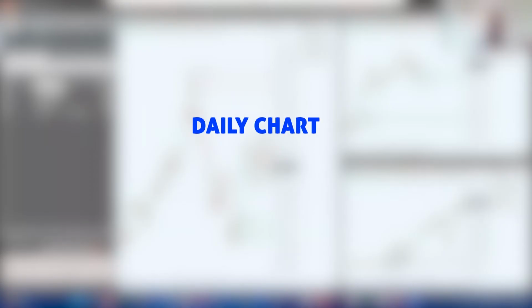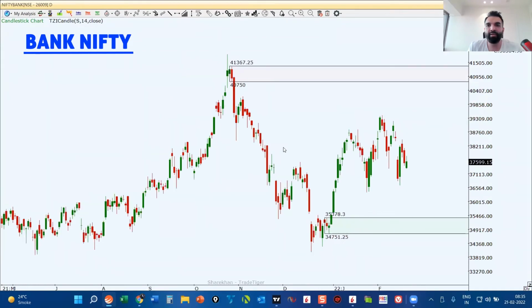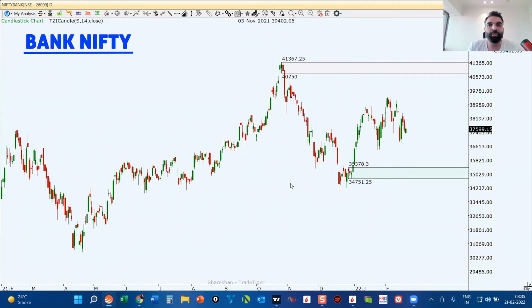Let's have a look at the daily chart of the Bank Nifty. On the daily chart of Bank Nifty, again, if we look at the big picture, Bank Nifty is consolidating between 40,750 to 41,367. And the level of demand is 35,378 to 34,751. Now, because the prices are far away from the demand and far away from the supply, as an options trader, you can take advantage of the demand and supply strategy and look to plan non-directional trades using options.